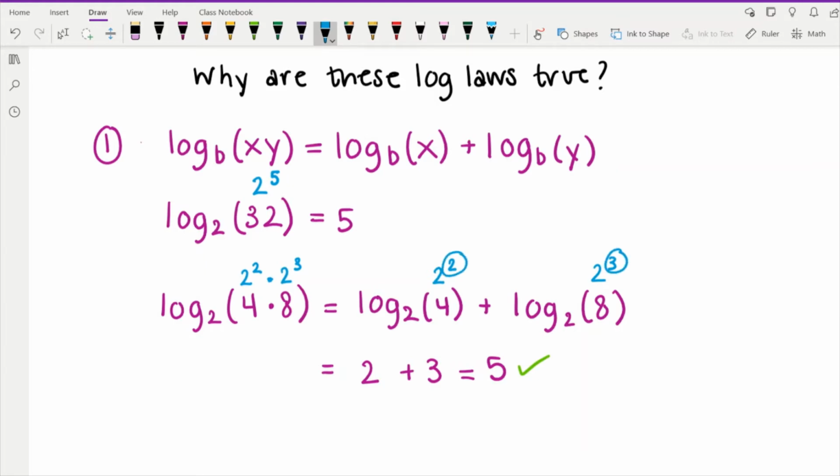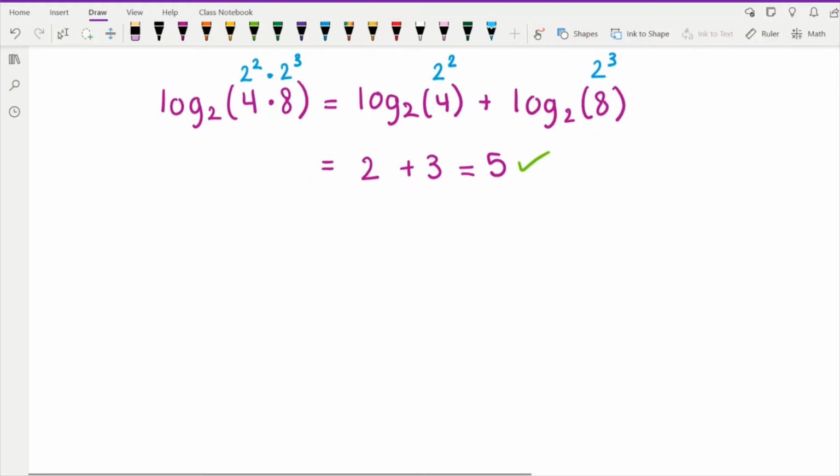Well, because 2 plus 3 is equal to 5 because of exponent rules, right? Like the whole reason that we can rewrite 32 as 4 times 8 is because 2 to the 5th is the same as 2 squared times 2 cubed. So hopefully you can kind of see why that exponent rule about addition can come out in the context of logarithms as well.